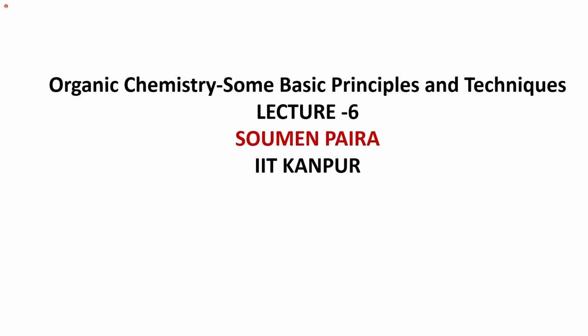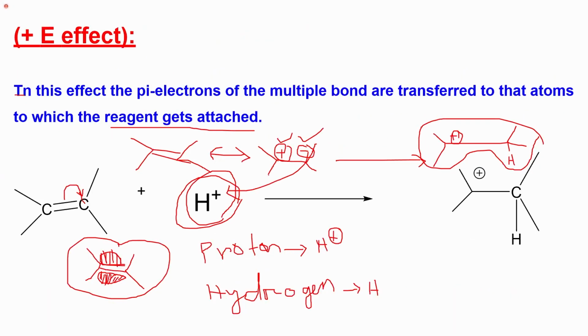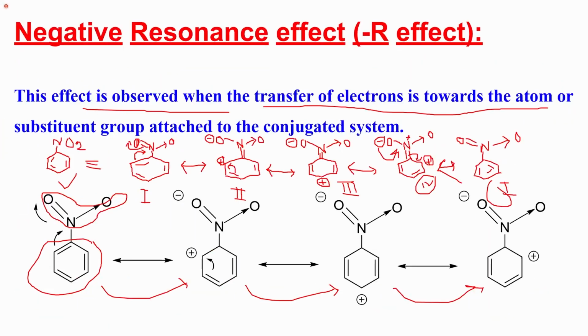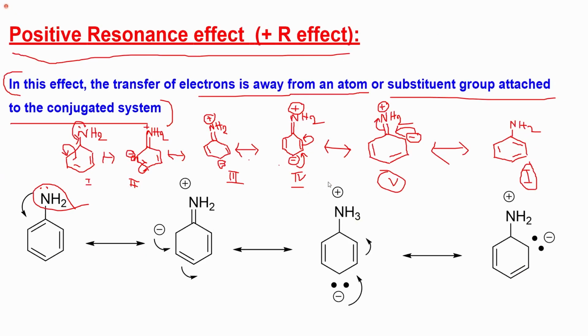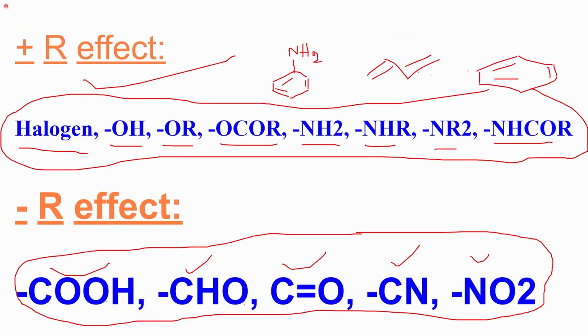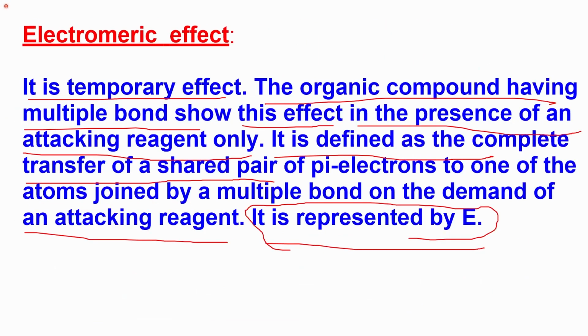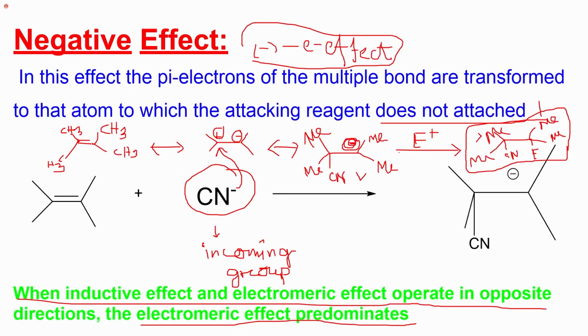In the last lecture, we discussed the resonance effect. The resonance effect, which we can also designate as the R effect or EM effect, includes the positive resonance effect, that is plus R effect, and minus R effect. We also discussed the electromagnetic effect, the plus E effect and the minus E effect.